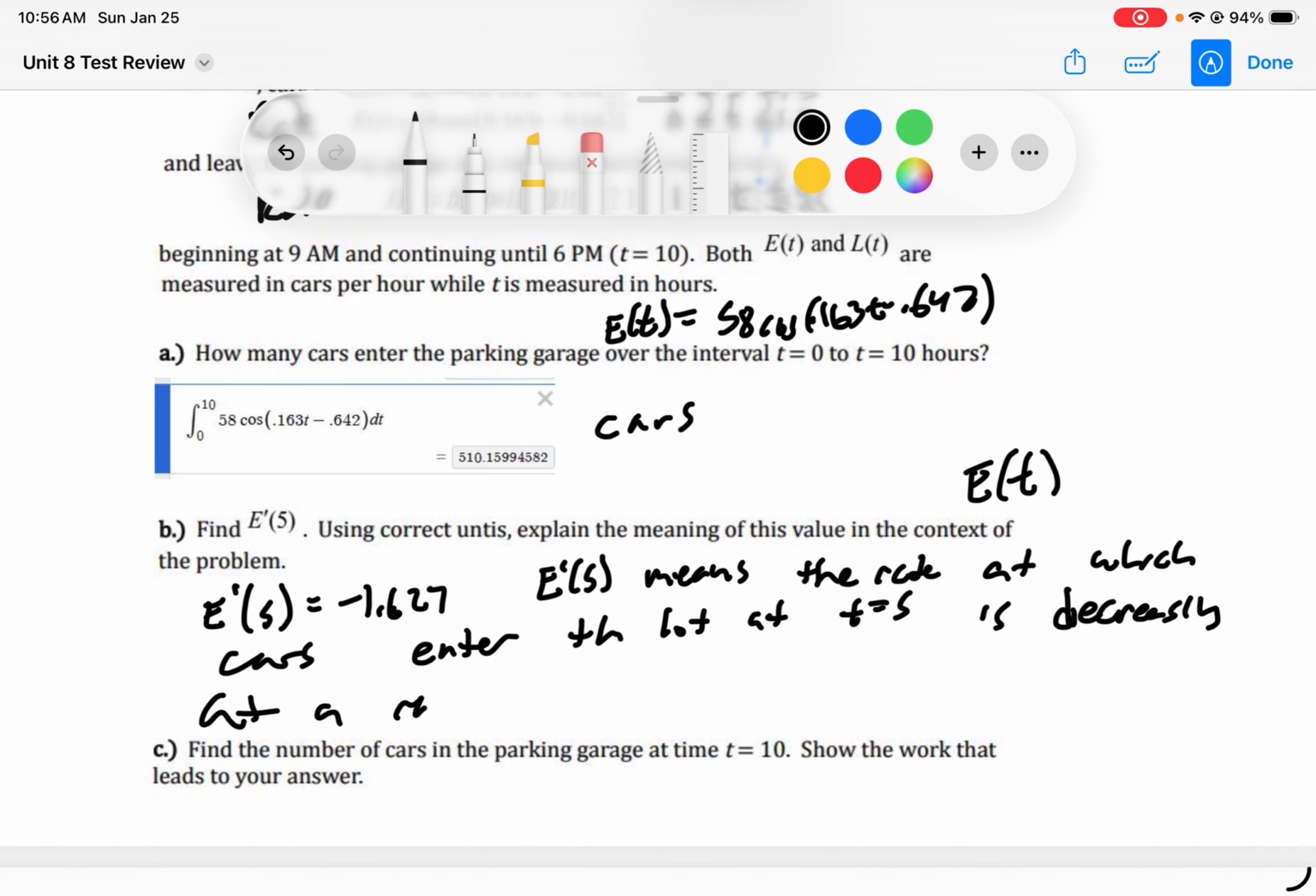At a rate of, but now I say positive, 1.627. I don't use the sign there. I always just use the absolute value of that rate. The negative comes into play when I said decreasing. If that was positive, I would have said increasing at a rate and still that number. And then my units: cars per hour.